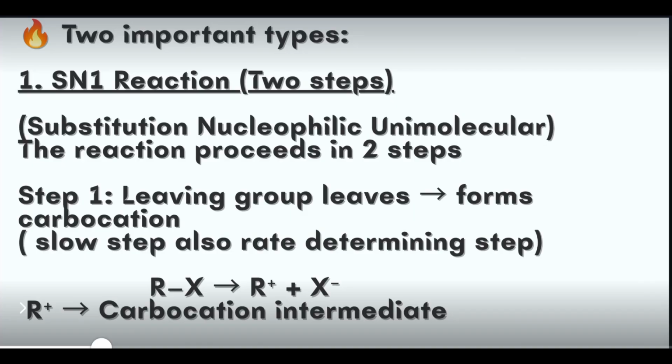First we will see what the SN1 reaction is. SN1 reaction means substitution nucleophilic unimolecular. Here the reaction proceeds in two steps. Step 1, the leaving group leaves and forms a carbocation. This is the slow step, also called the rate determining step. We'll see the general reaction. RX gives R plus and X minus. Here R plus is the carbocation intermediate.